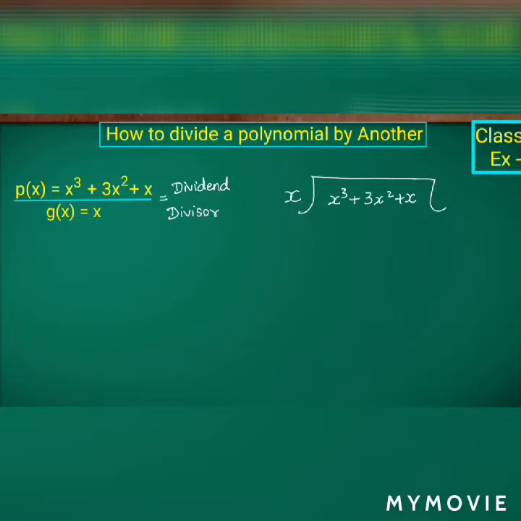If you observe here, they will be given two polynomials and we have to find the factors of the given polynomials. I have taken p of x is equal to x power 3 plus 3x square plus x, and g of x is x. I have chosen p of x as dividend and g of x as divisor. You might have confusion about how to take the dividend as well as the divisor.